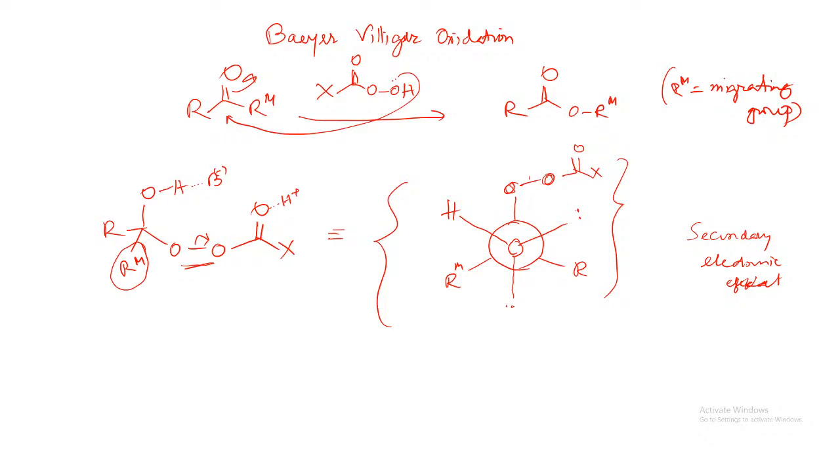And now this is very important. Your Rm should be antiperiplanar to this O bond, and also it is antiperiplanar to one of the lone pairs. So this is important in the Baeyer-Villiger oxidation.